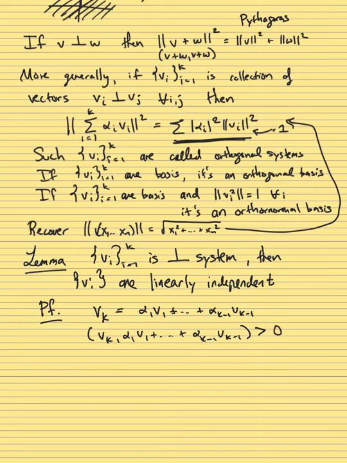Because this is just the inner product of vk with itself, which is greater than 0 if vk is non-zero. On the other hand, all of these individual terms are orthogonal to the vk, so by orthogonality it would have to be equal to 0, and that's a contradiction. Okay? So that's really all there is to it.